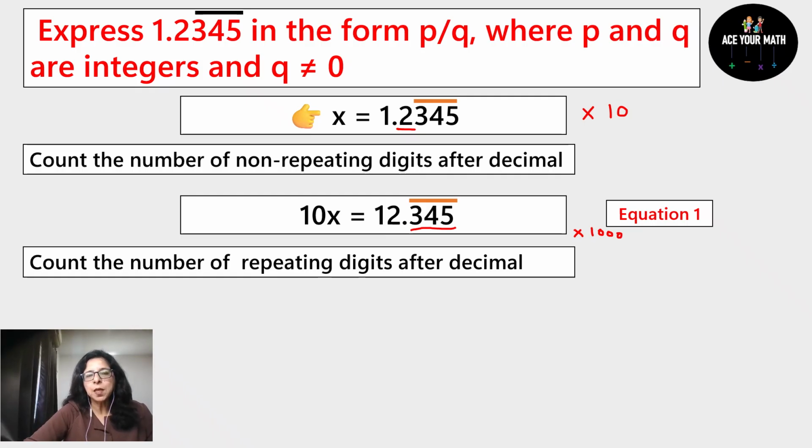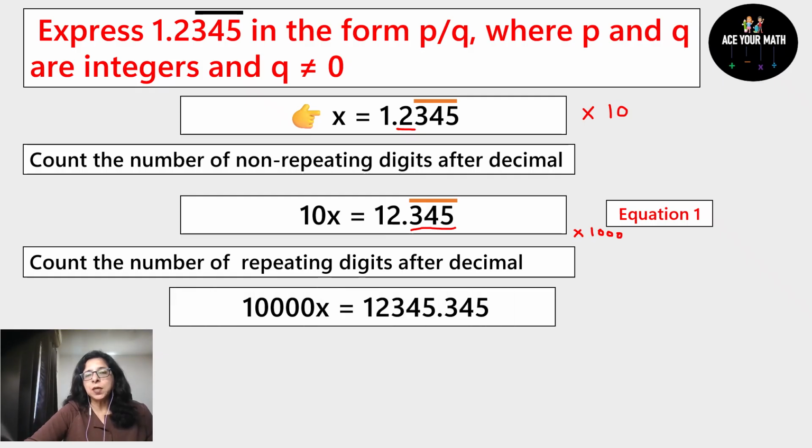So when you multiply it by 1000 on both sides, the new equation formed is 10,000x equals, on the right hand side, the decimal will shift by three places. So it will become 12345.345 and so on. So you can call it equation 2. So the final step is very simple. What is the final step? You will subtract equation 1 from equation 2.